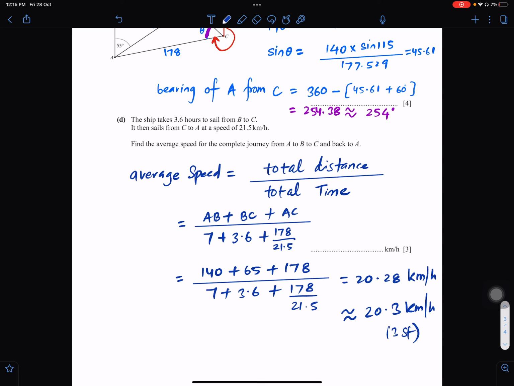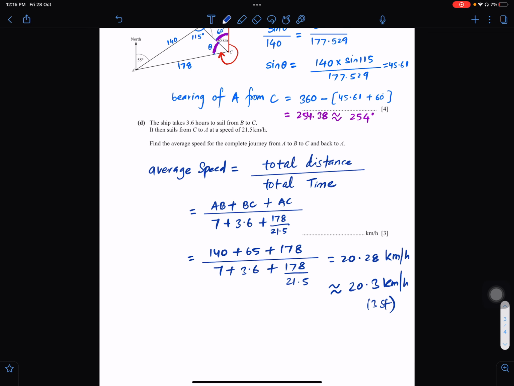All your answers have to be three significant figures unless it's an angle or something else which is specified to be rounded off to 1 dp or 2 dp. Otherwise, keep it till 3 SF. So that is it, guys. I hope you have understood this question.